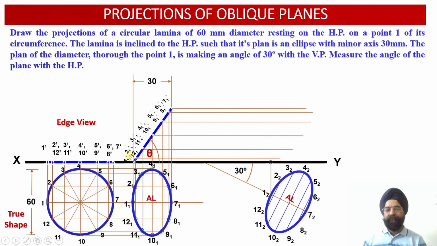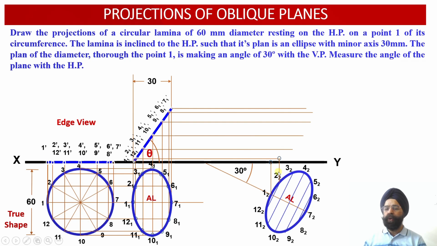Please check, wherever it intersects with the horizontal projector drawn through the point 1 dash, point 1 2 dash in the front view has been obtained. So this is point number 1 2. Next, point 2 we are going to locate. So from point 2, a vertical projector we have drawn. Please check, we have not numbered it yet. This is point 1, this will be point 2.